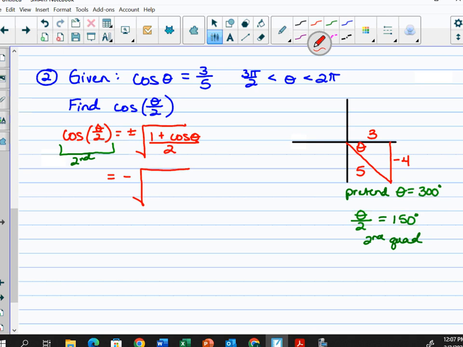Okay, so now we're going to fill in the formula. 1 plus, okay, back to just theta. Do we know the cosine of theta? Yes. What is it? 3 over 5. Guys, worry less about your hair and more about this. Okay?